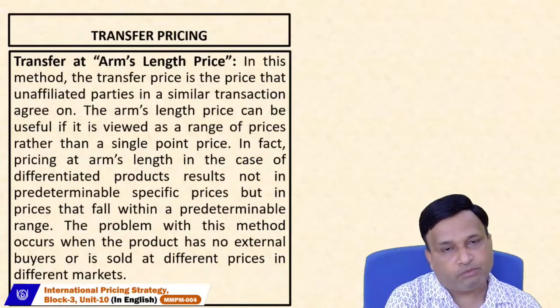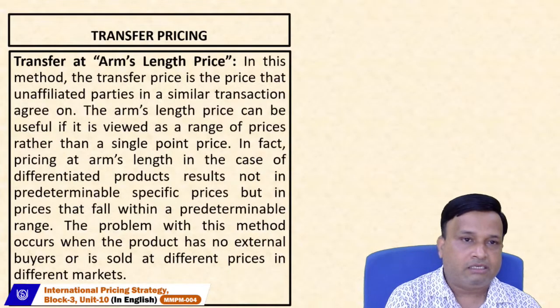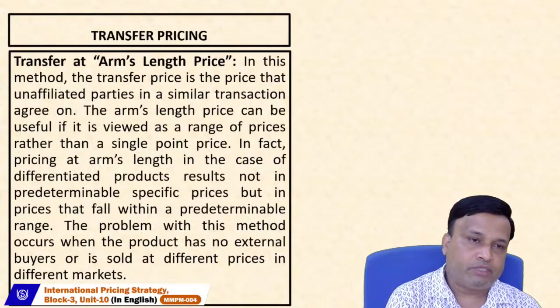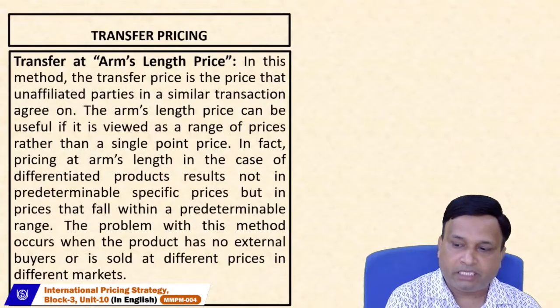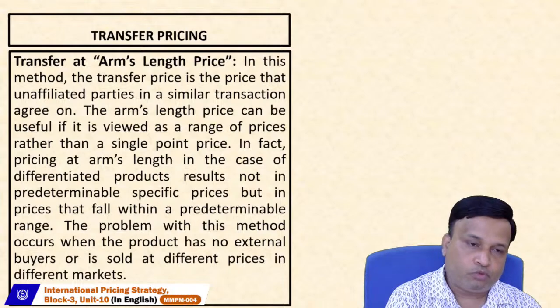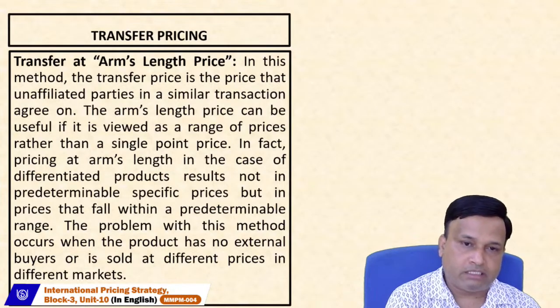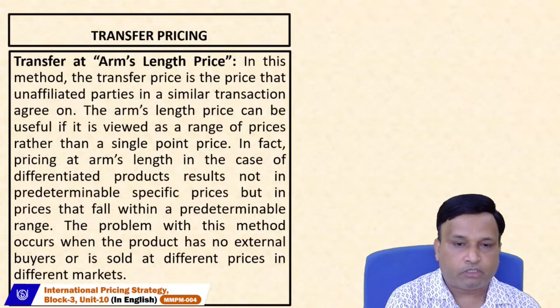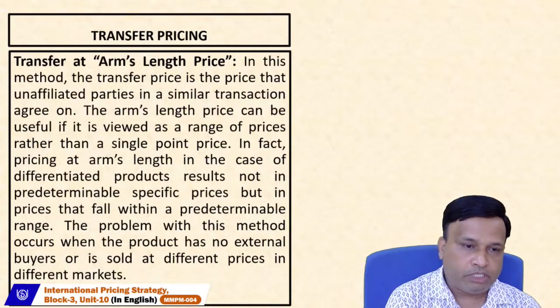When you talk about transfer pricing, there is transfer at arm's length price. In this method, the transfer price is the price that unaffiliated parties in a similar transaction agree on. The arm's length price can be useful if it is viewed as a range of prices rather than a single point price. In fact, pricing at arm's length, in the case of differentiated products, results not in a predeterminable specific price but in a price that will fall within a predeterminable range.